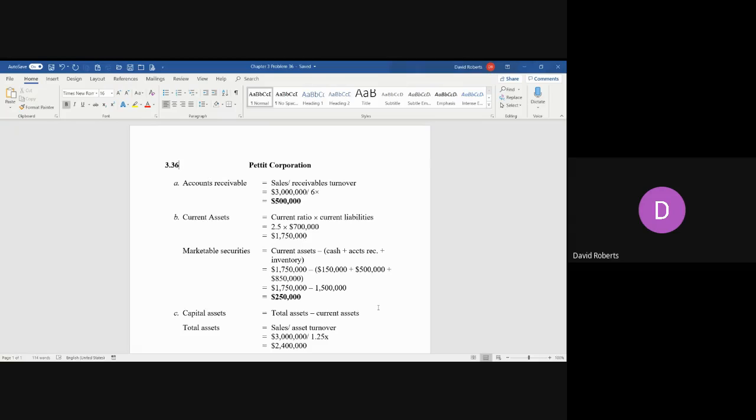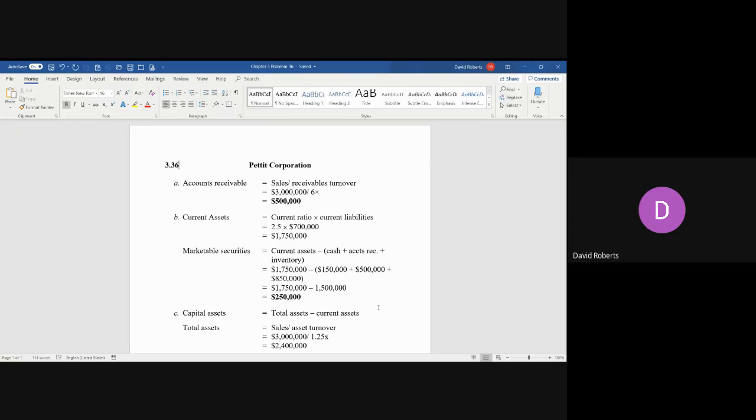a couple of steps. As you can see, we take the current ratio and we multiply it by the current liabilities because the formula for current ratio is current assets divided by current liabilities. So we rearrange the formula. So we take the 2.5 times current ratio, which represents there's $2.50 of current assets for every dollar of liabilities. There are $700,000 worth of liabilities. So at 2.5 times, you wind up with 1,750,000 of total current assets.